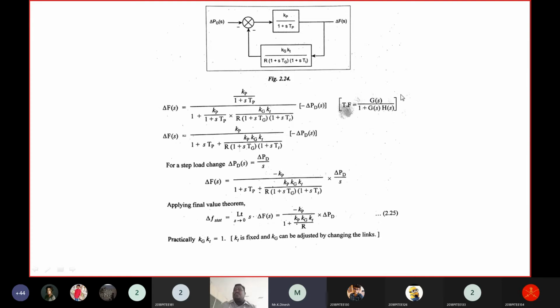That relation you have learned in the control systems paper. For the positive feedback case, it is G of S by 1 minus G of S H of S. Since this is a negative feedback system, we have plus. So what is G of S here? Kp by 1 plus S Tp. And H of S is Kg Kt by R into 1 plus S TG into 1 plus S TT. I'm just substituting the values here.